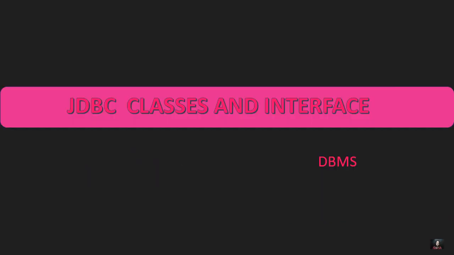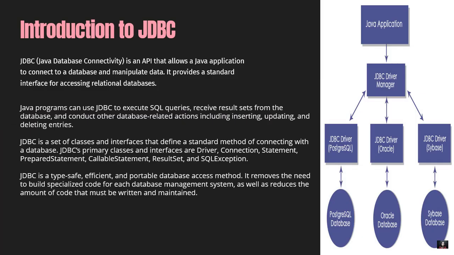Today we're gonna discuss JDBC classes and interfaces under the subject database management system. So first let us see the introduction to JDBC. JDBC, that is Java Database Connectivity, is an API that allows the Java application to connect to the database and manipulate data, and it provides a standard interface for accessing relational databases. Java programs can use JDBC to execute SQL queries, receive result sets from the database, and conduct other database related actions, including inserting, updating, and deleting entries.